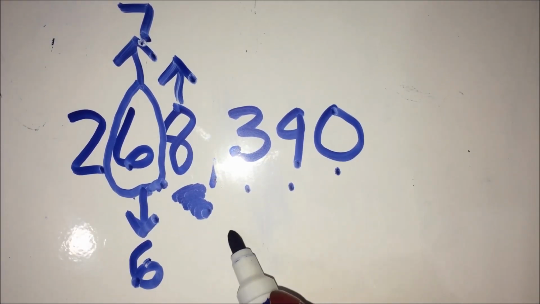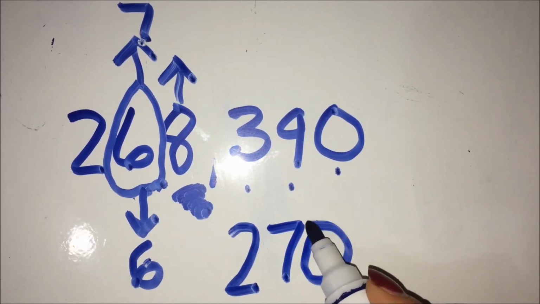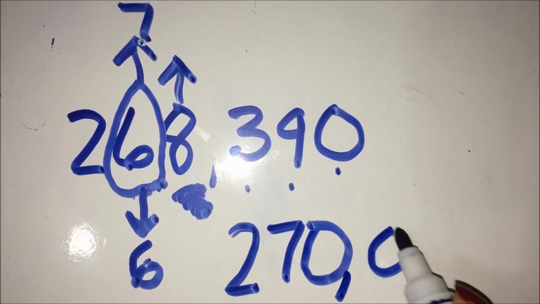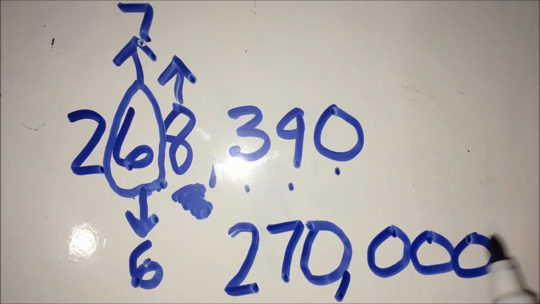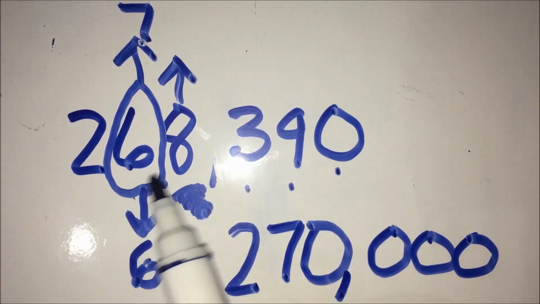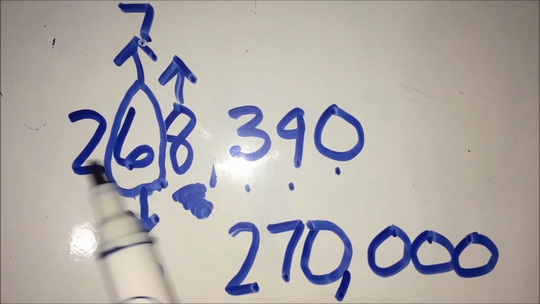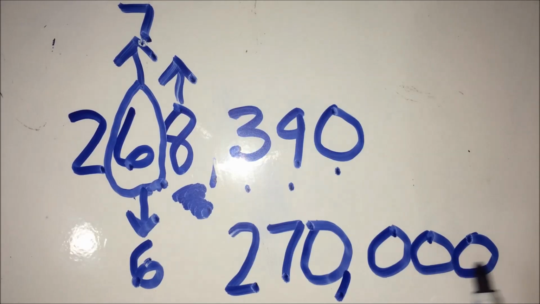So our new number is going to be 270,000. Okay, you keep the same amount of places. So there's still a 3 place value number here, and 3 here. Okay, 1, 2, 3, 4, 5, 6. So you still need the exact same amount of digits. You just fill them in with zeros.